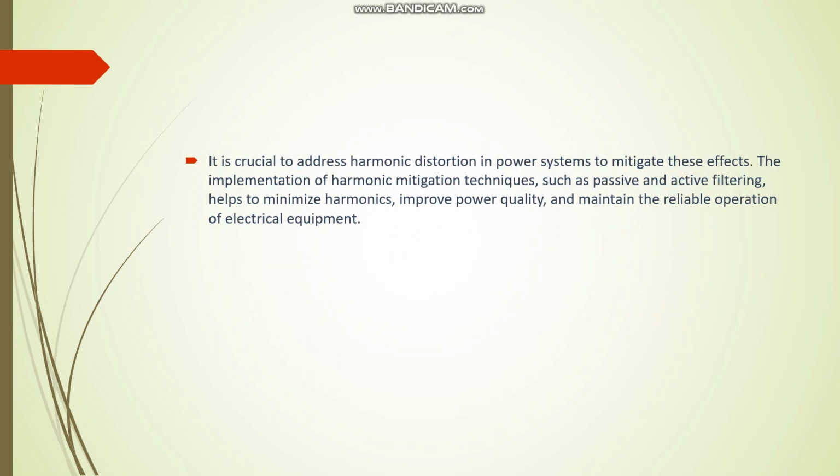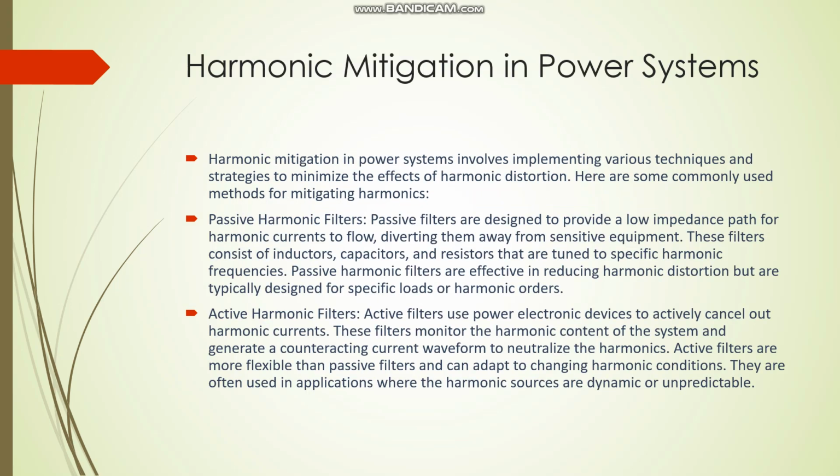It's crucial to address harmonic distortion in power systems to mitigate these effects. The implementation of harmonic mitigation techniques such as passive and active filtering helps to minimize harmonics, improve power quality, and maintain the reliable operation of electrical equipment.